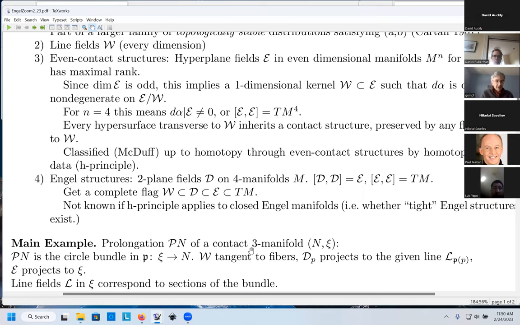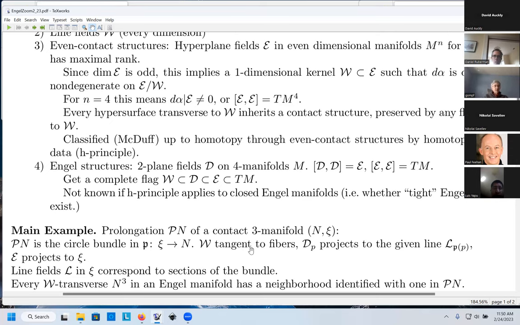And more generally, say that if we have a W transverse 3 manifold in any Engel manifold, of course it inherits a contact structure, and therefore there's an associated prolongation. Because it's sitting inside of the Engel manifold, the two-plane field D is going to determine a line field in the contact plane field in the three manifold. And that line field in turn is a section of the prolongation of N.